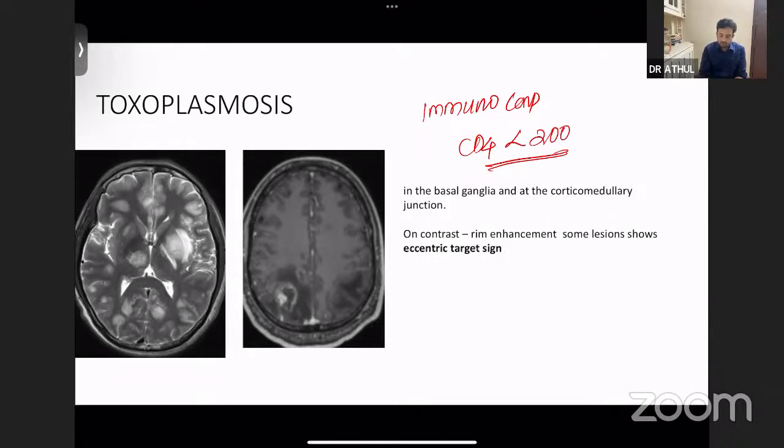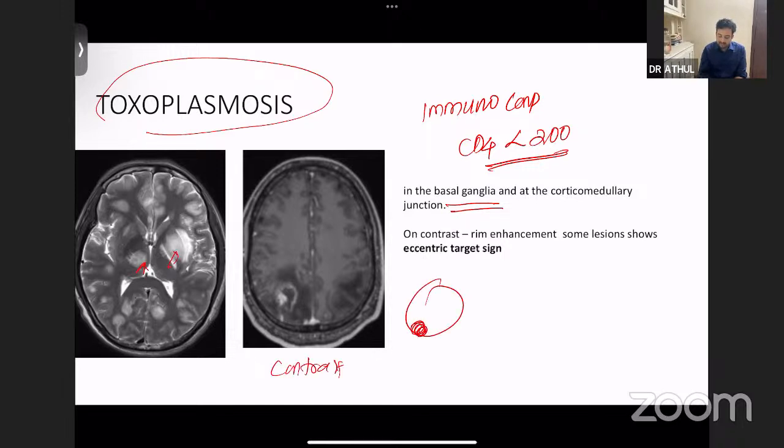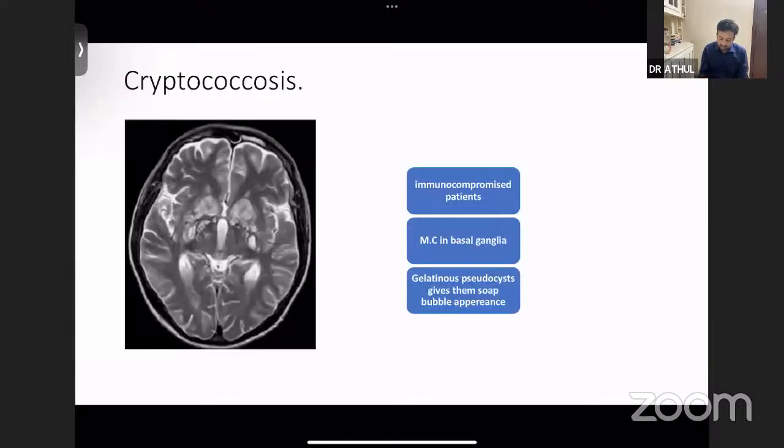Okay, so what happens in toxoplasmosis in adults is, they will be having predilection to the basal ganglia. See, there are multiple lesions in the region of basal ganglia, and if you give contrast, you will get a classical sign, that is eccentric target sign. Okay, so we will get a classical sign known as eccentric target sign. It is not in the center, it is not concentric here. So after contrast administration, you are getting an eccentric target like this. So that is known as eccentric target sign, which is seen in toxoplasmosis. So that is one key part here.